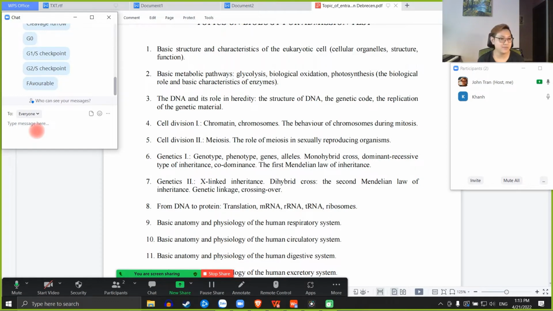if the environment is not favorable for reproduction, then the cell will not reproduce. They will stay in interphase for a long time until the environment improves.